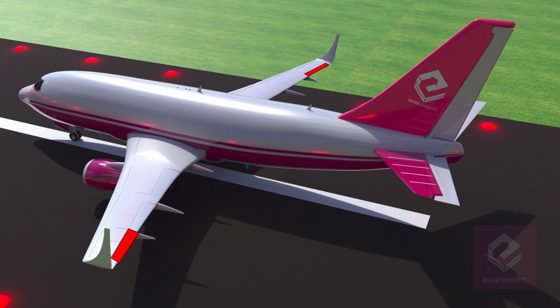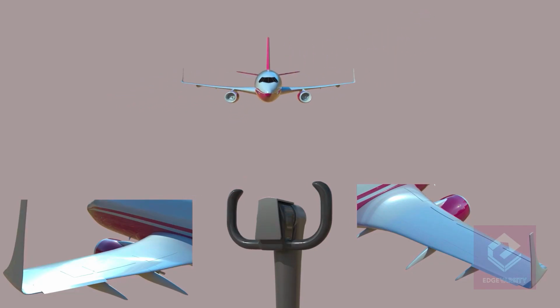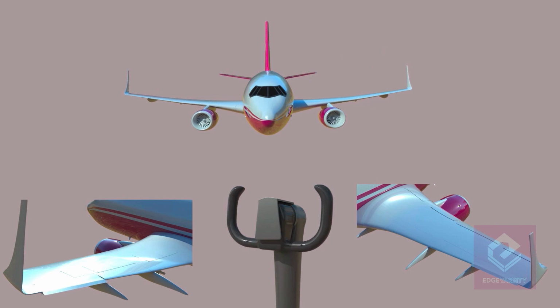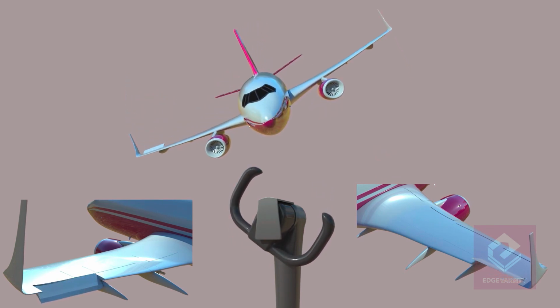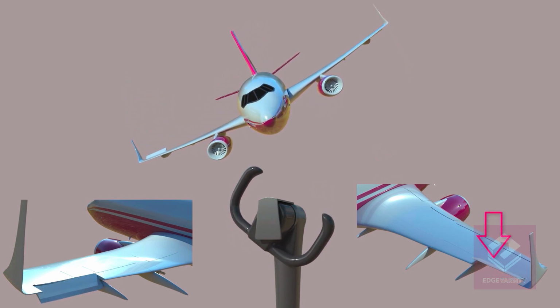When an aircraft is on a steady path, the lift on both wings are even. To roll right, the aileron on the right wing is raised, while the aileron on the left wing is lowered. This action creates a difference in lift between the wings, with higher lift on the left wing and lower lift on the right wing. This difference causes the aircraft to roll towards the right.